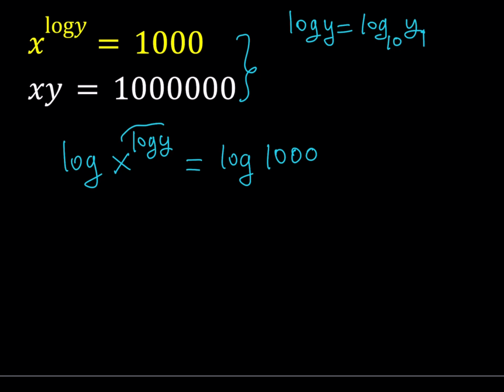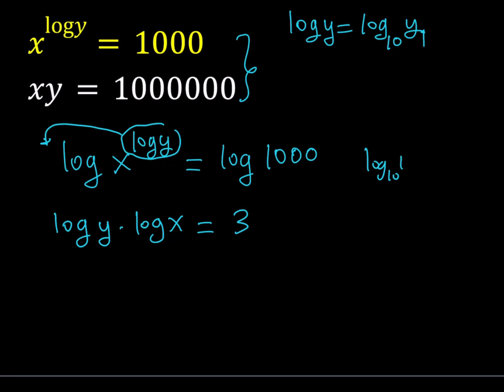So I can just move this guy over here to the front, using properties of logs. That gives us log y times log x equals log 1000. Log 1000 is, because 1000 is 10 to the third power, just equal to 3. So you're basically asking the question, how many zeros do you have? The answer is 3. Or 10 to the power what number equals 1000? The answer is 3 again.